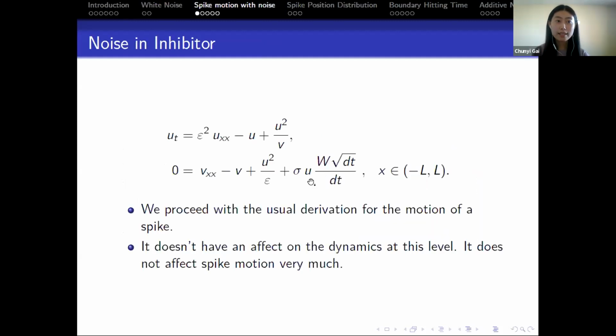So then we add this noise term into this model. And here we have two choices. One is we put the noise term into the equation for inhibitor, which is this term. Note that here we multiply this noise by this term U, so that it has no effect outside the spec, since U is 0 in the outer region. Okay, so now let's see what happens if I add this term in this equation.